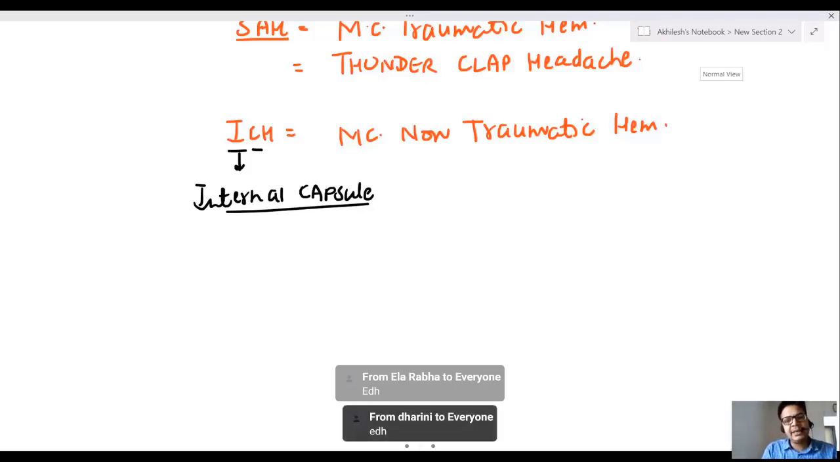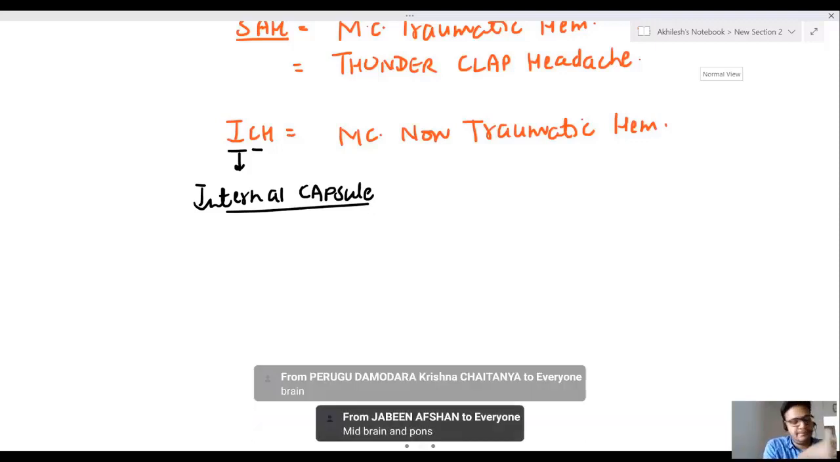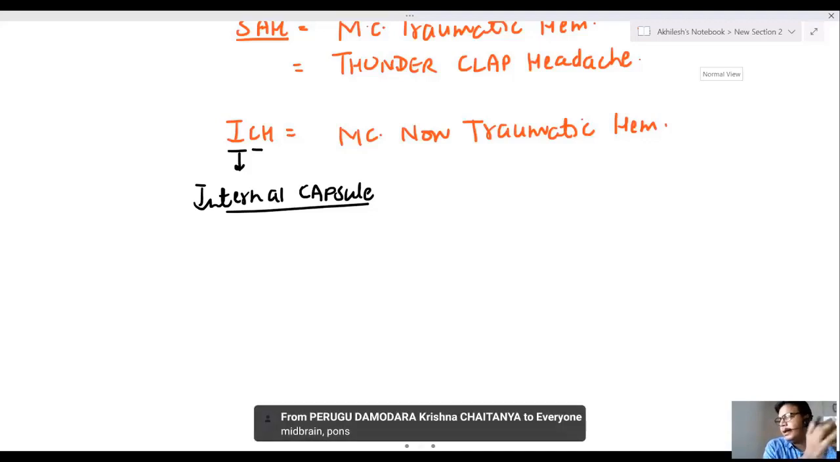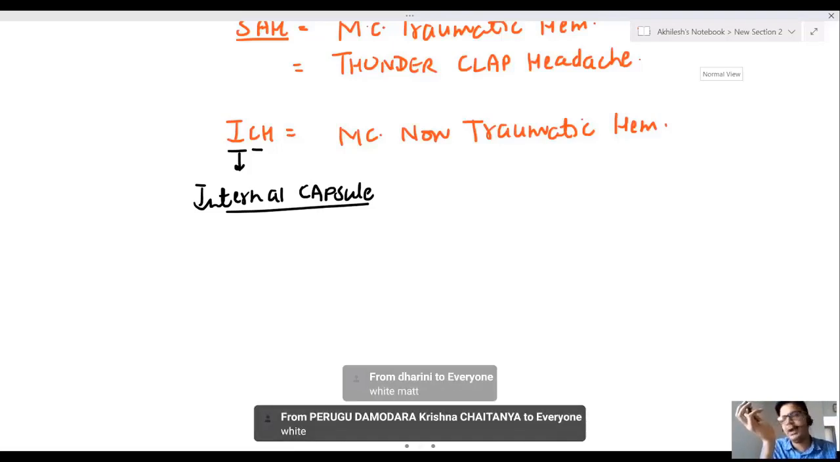Duret hemorrhage is a hemorrhage of which organ? Yes, it is midbrain and pons. Diffuse axonal injury is an injury of option A white matter, option B gray matter? White matter.